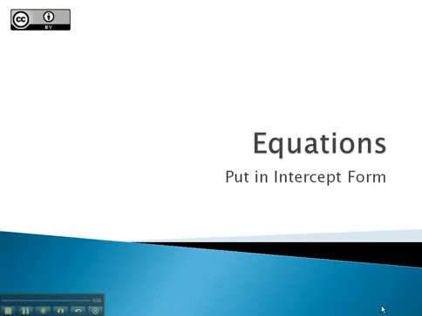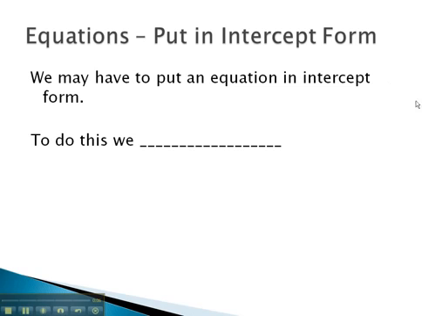In this video, we will look at how we can take an equation and put it in intercept form so we can identify the slope and y-intercept. If the equation is not in intercept form, we cannot identify these key points of information. We may have to put the equation in intercept form first. To do this, we solve the equation for y.